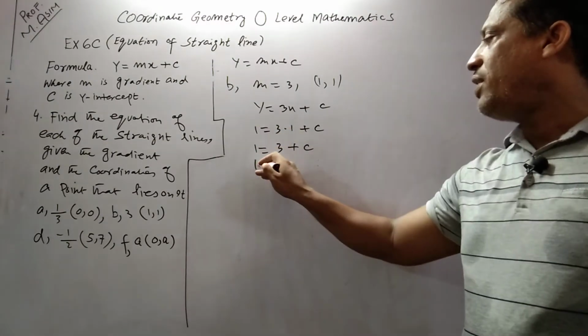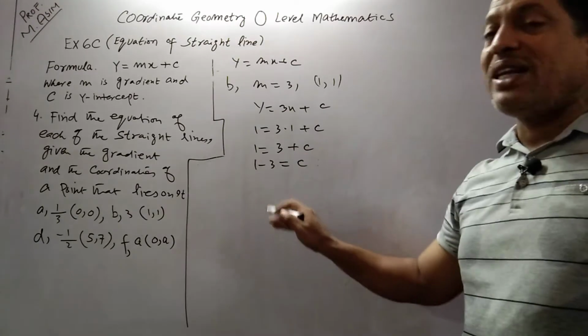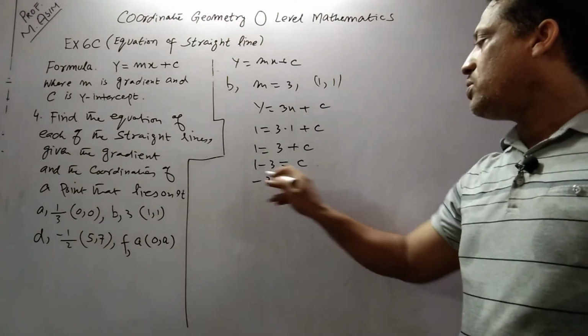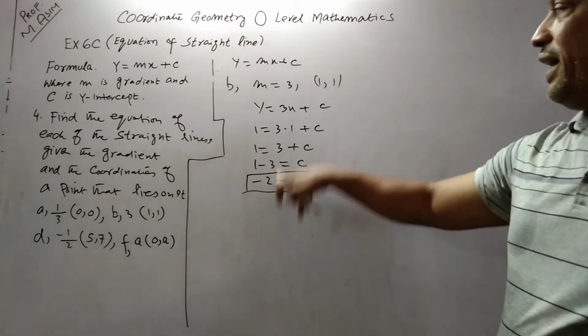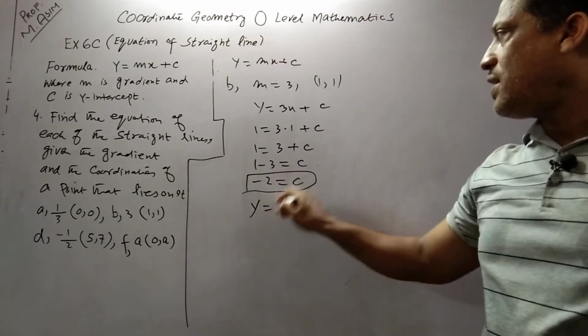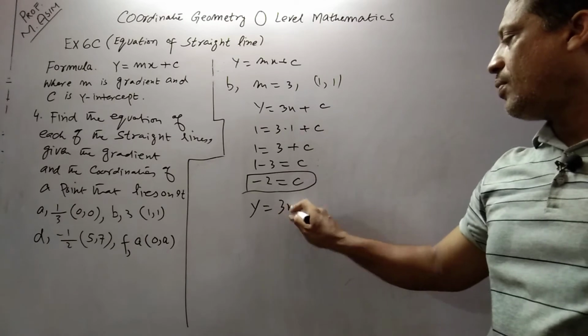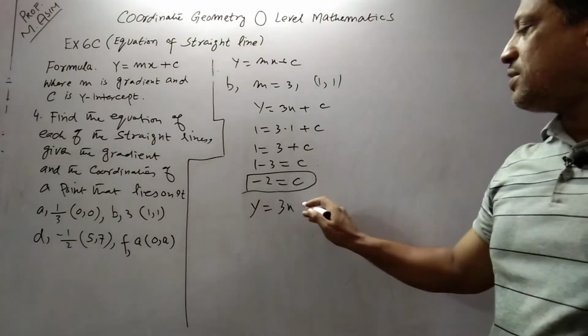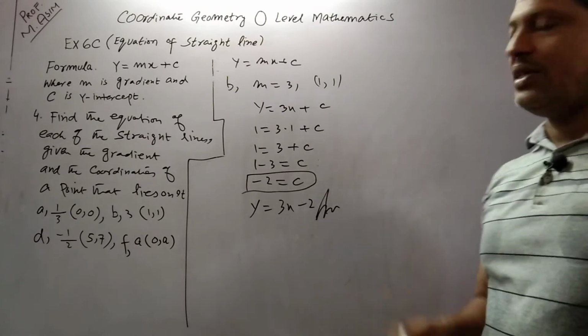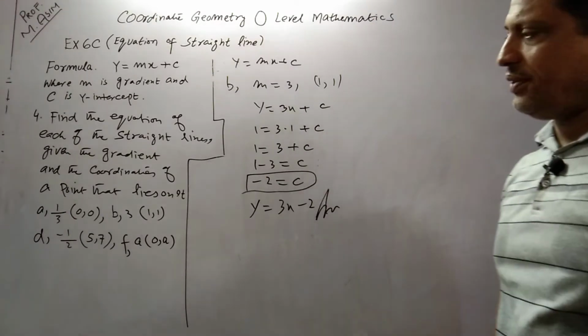Shift this 3 on this side. 1 minus 3 is equal to c. 1 minus 3 is what? Minus 2 is equal to c. Put this value of minus 2 in this equation: y is equal to 3x plus c. What is the value of c? Minus 2, so y = 3x + (-2). This is our answer. I hope you understand.